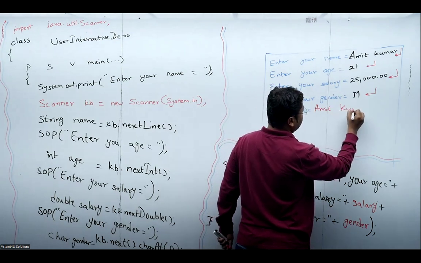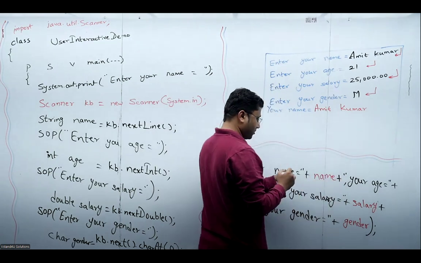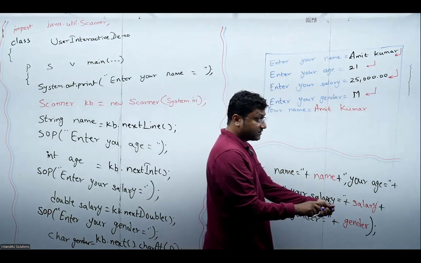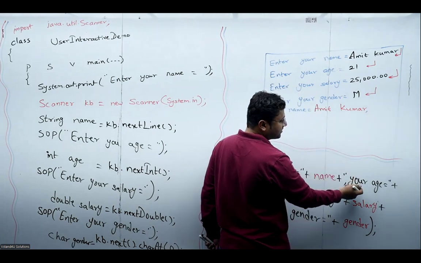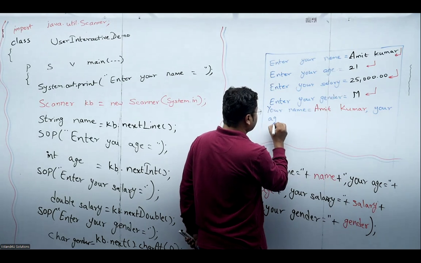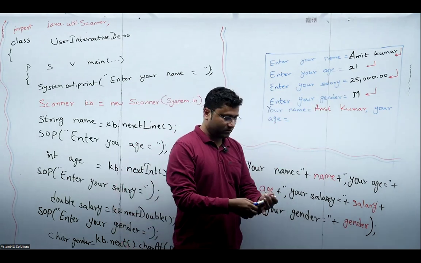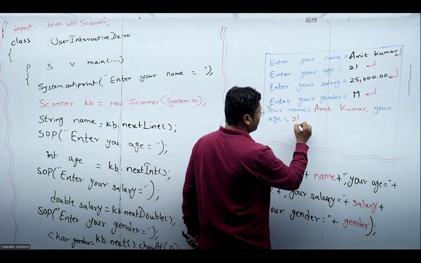Amit Kumar. Then after printing Amit Kumar, one comma is there. Comma and a space. Then you are saying your age equal to. I will say your age equal to. What is the value of the age, sir? Age you have given 21. I will simply say 21.